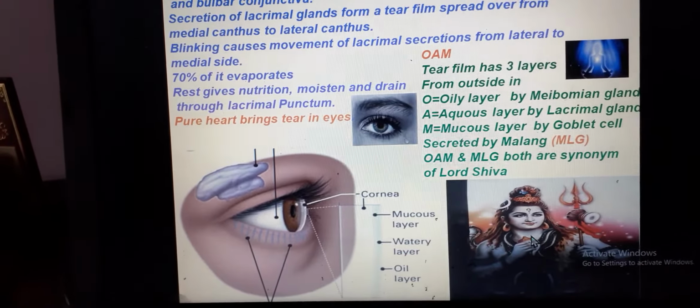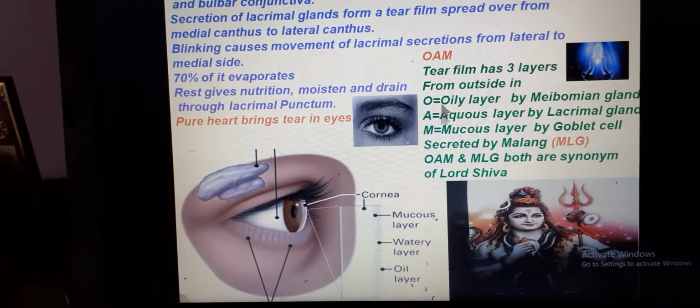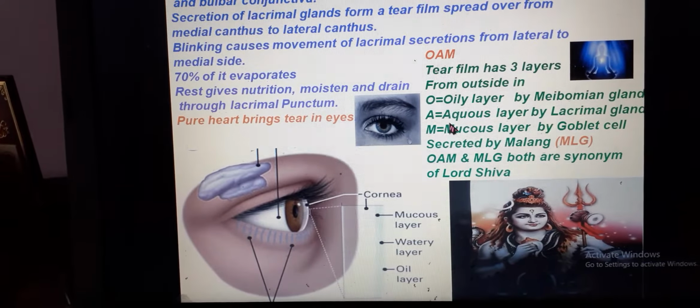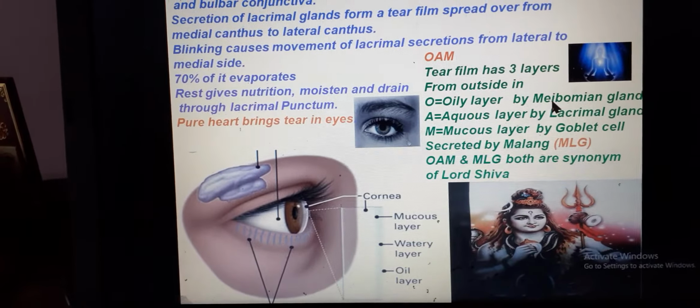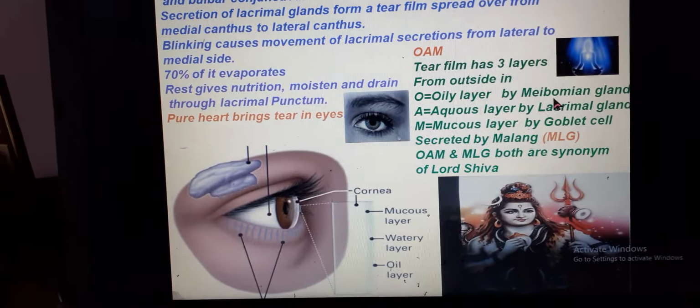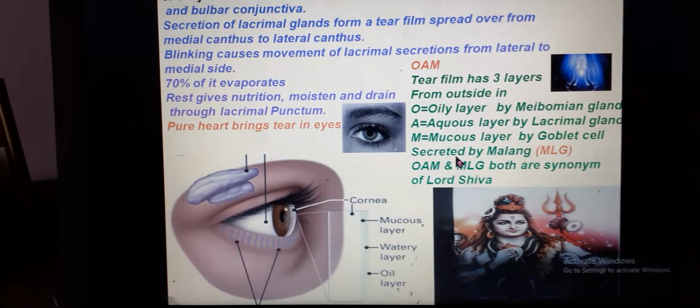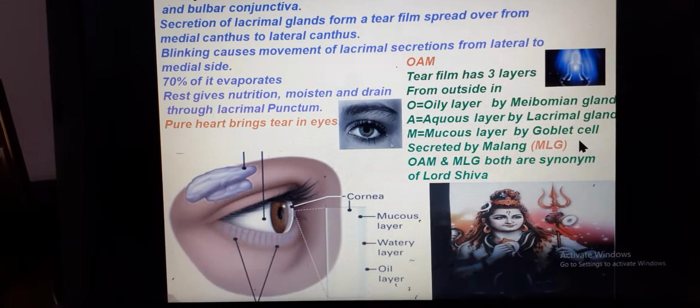Satya ही शिव है, शिव ही सुंदर है. Pure heart brings tear in eyes. So, Om, that is oily layer, aqueous layer and mucus layer. Oily layer is secreted by the meibomian gland, aqueous layer by the lacrimal gland, and mucus layer by the goblet cell.